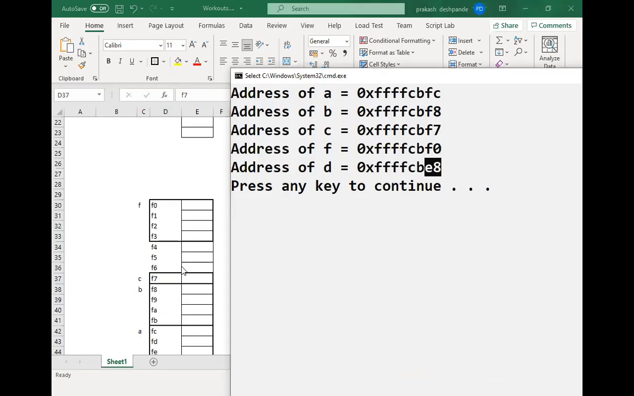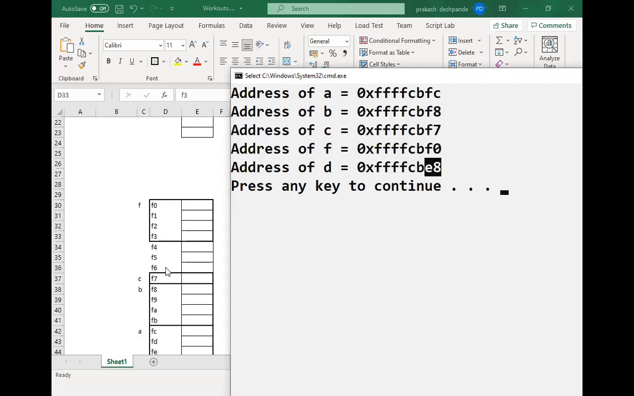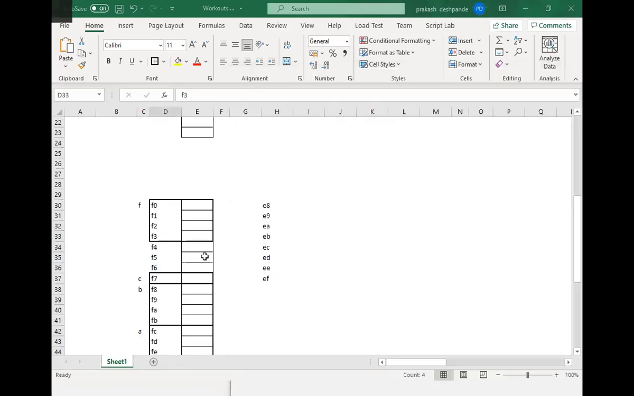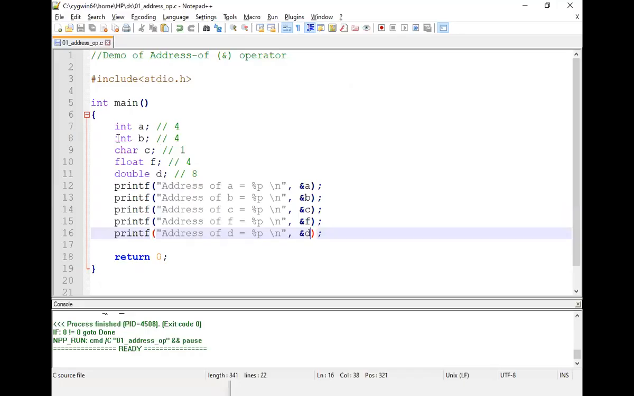Now, probably your question is why these 4 bytes are left out here. Why did the computer not allocate the F variable starting from F3 to F6? Is that your doubt? Sir, the C can also be stored in F4 continuously, instead of leaving the gap of 3. Now, if you think here, let me show you once again. Which is the first variable declared?